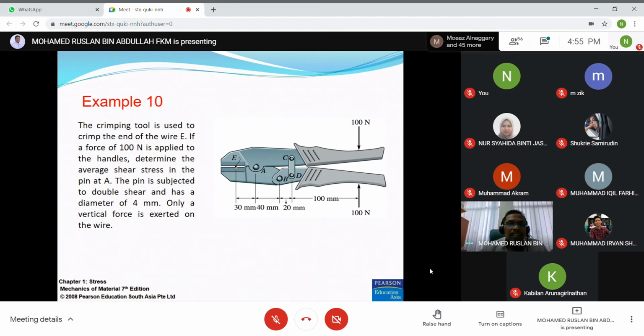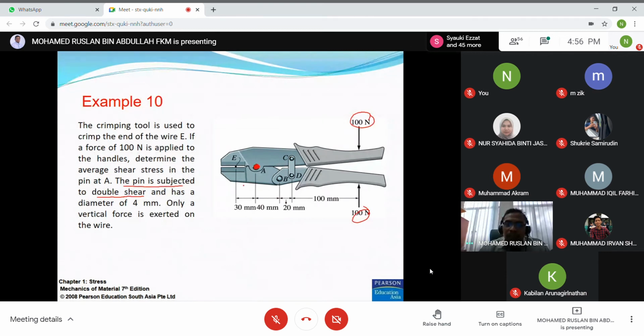If the force of 100 Newton is applied to the handle, determine the average shear stress at pin A. So this is pin A. The pin A is subject to double shear, and has a diameter of 4 millimeter. Only the vertical force is exerted on the wire. So in this case, what you have to do is to determine the reaction force at pin A.